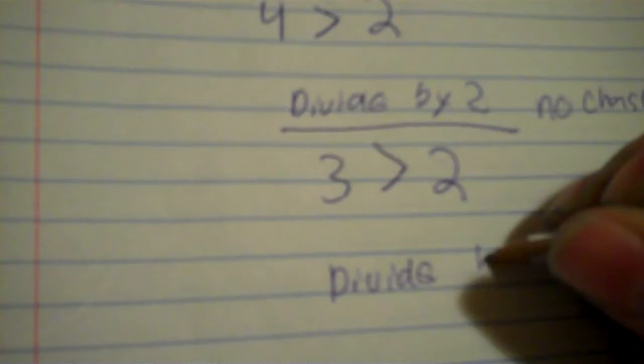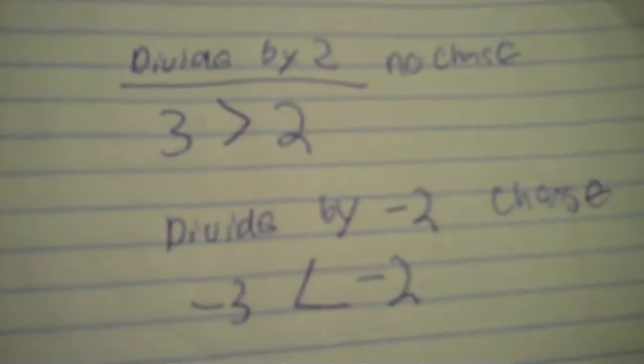Now, divide both of these by 2. So 6 divided by 2 is 3. 4 divided by 2 is 2. The sign didn't change, so there's no change when we divided by 2. But now I want to divide by negative 2. Well, that's going to be negative 3, and that's negative 2. They'd be the same thing, but they'd be negative. Now negative 2 is bigger. So that one, there was a change. The sign did change.